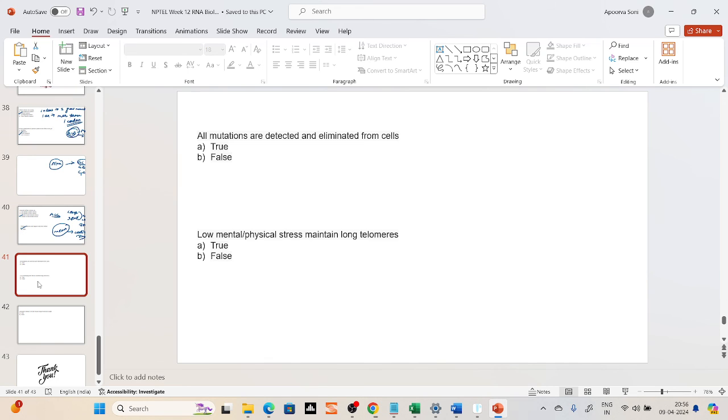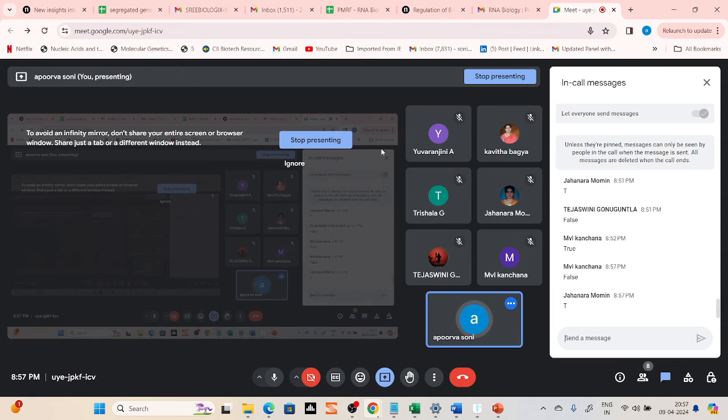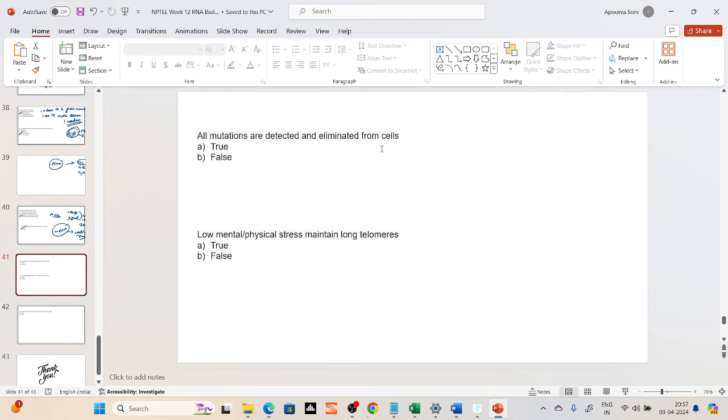So now the next question is: all mutations are detected and eliminated from cells. True or false? Let's see the answers. False. Kanchana has said false and Janara has said true. The correct answer is false.